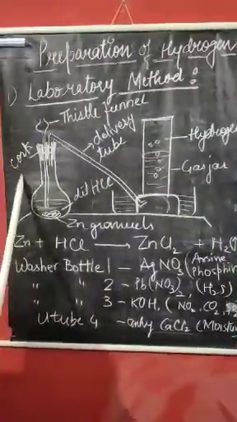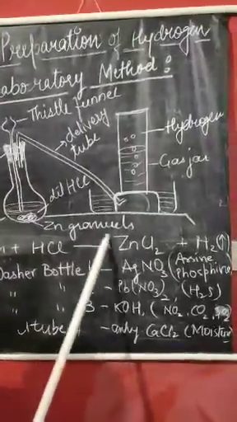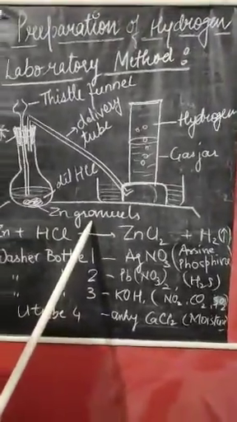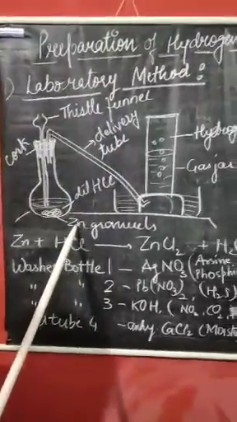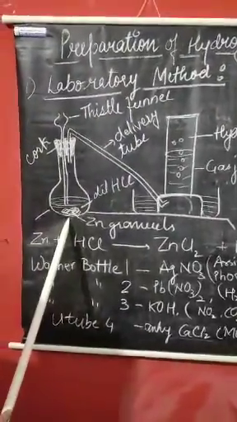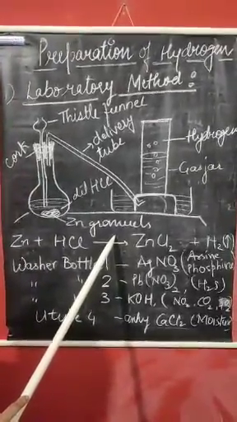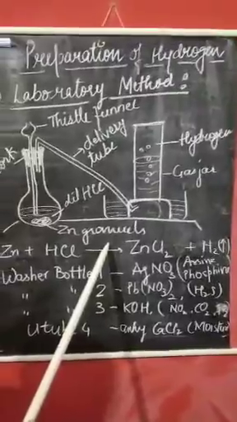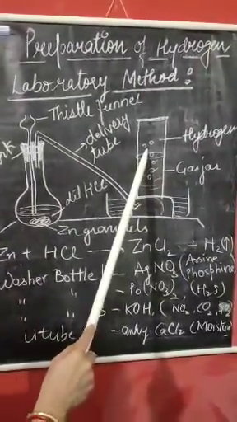Now, when this complete process is over, you see, we are taking zinc granules here. Zinc granules means there will be some impurity in the zinc, which increases the reaction, or you can say these granules also act as a catalyst having a large surface area. So the reaction is fast and the amount of gas collected will be more.